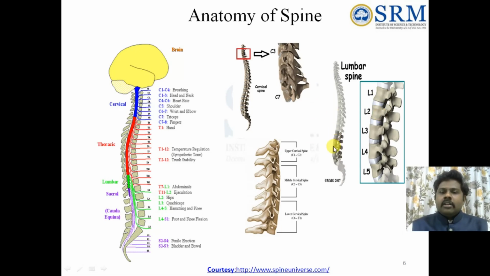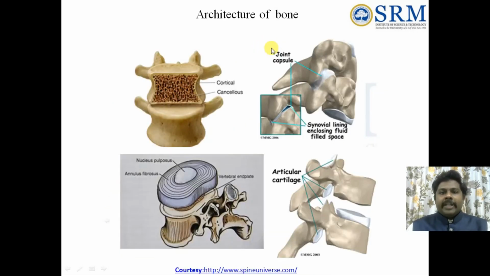Next, this area is called the lumbar spine. This is called the atlas and the dens, which I told you about. That is called the upper cervical spine, middle cervical spine and lower cervical spine. Then it was classified like that. This is the complete anatomy of a human spine.